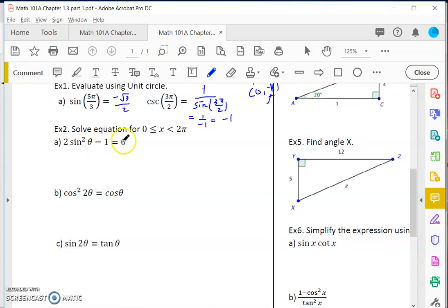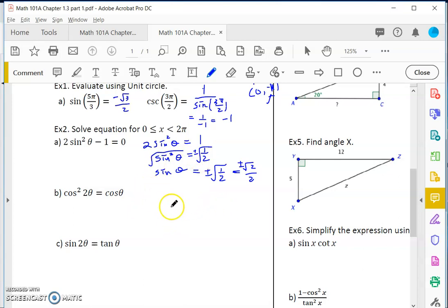2 sine squared theta minus 1 equal to 0. So there's a square here. It's quadratic, so I am going to use the square root method. Sine squared theta equals 1 over 2, right? And then I'm going to take the square root on both sides. So it would be plus and minus square root of 1 over 2. That is the same as root 2 over 2. Right? Plus and minus. Remember the plus and minus. When you do the square root, you have to do the plus and minus.